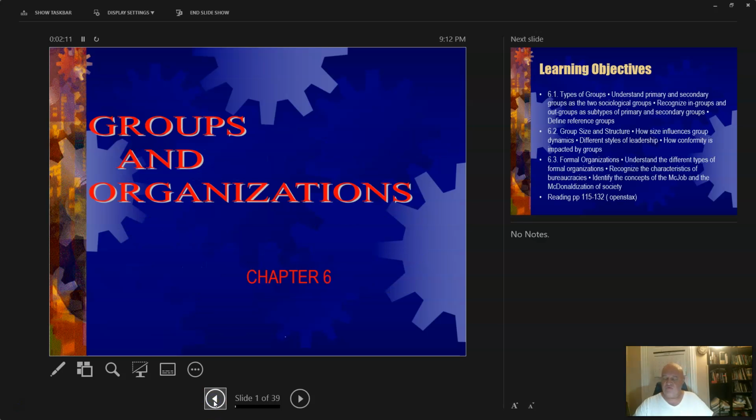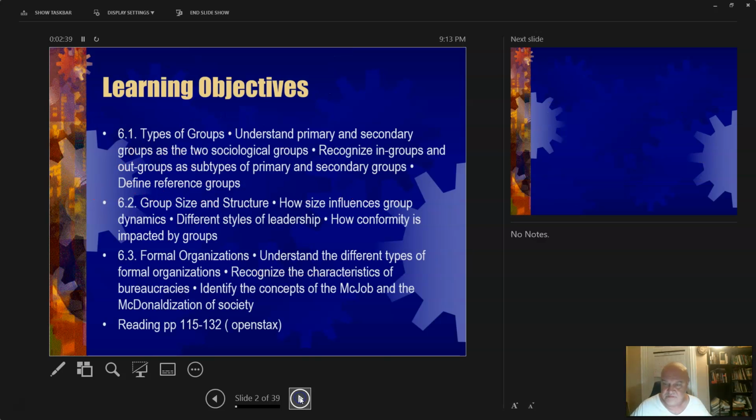This is our review of groups and organizations. It is, I think, the core of sociology, of what we're talking about when we're talking about sociology. Sociology is the study of people in groups, not psychology, not individual motivations, not what people ought to do, but groups, basically. So what do we mean by a group?